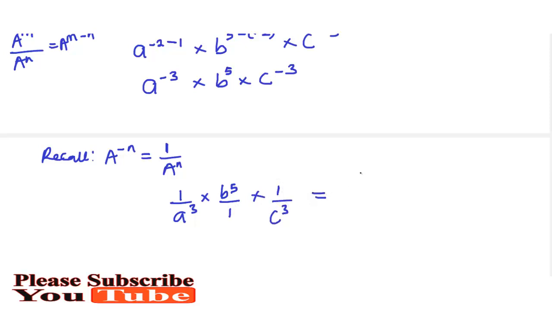So finally, your answer will be 1 times b raised to power 5 times 1, that will be b raised to the power of 5 over a raised to the power of 3 times c raised to power 3. Since they have the same power, I can factor it. I can write b raised to power 5 over ac, everything raised to the power of 3.